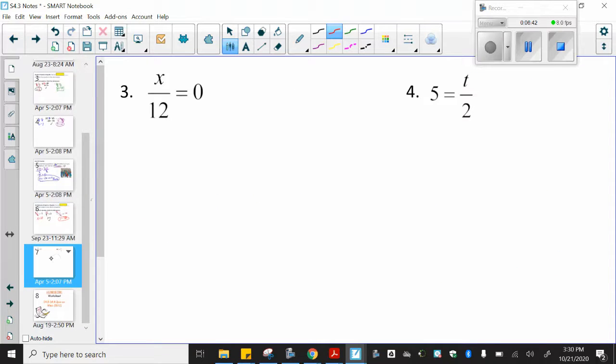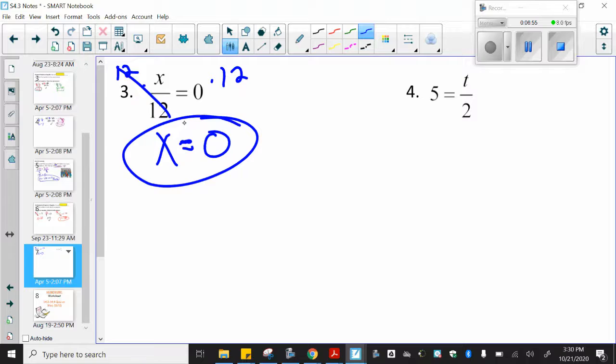Next, 3, we have x divided by 12 equals 0. I'm going to multiply both sides by 12. Those cancel, leave x. 0 times 12 makes, you got to write 0, so x equals 0. This would have made 0 regardless of what number was down here, just how it works out.